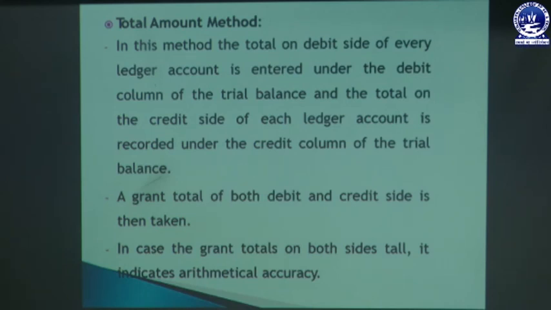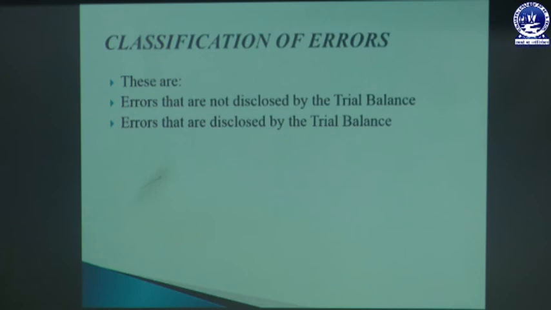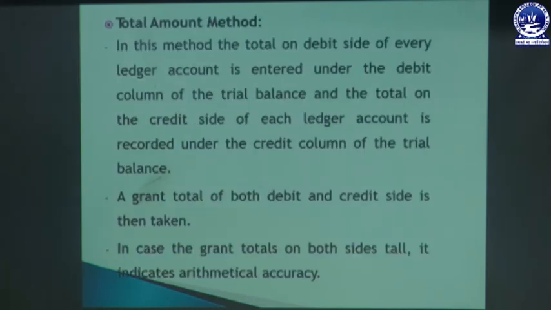The grand total of both debit and credit sides is then taken into consideration. In case the grand totals of both sides tally, it indicates arithmetical accuracy. That means when the total of the debit column equals the total of the credit column, in every respect the ledger accounts show true and fair, and the trial balance indicates the arithmetical accuracy of the books of account.